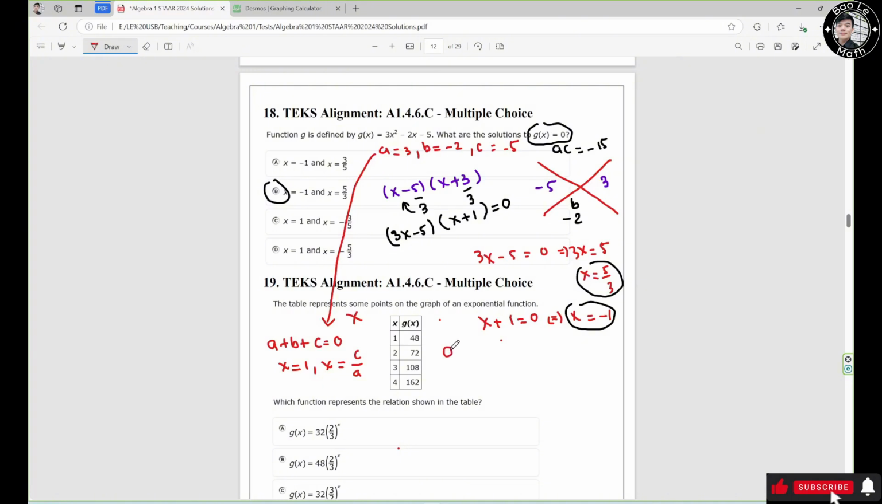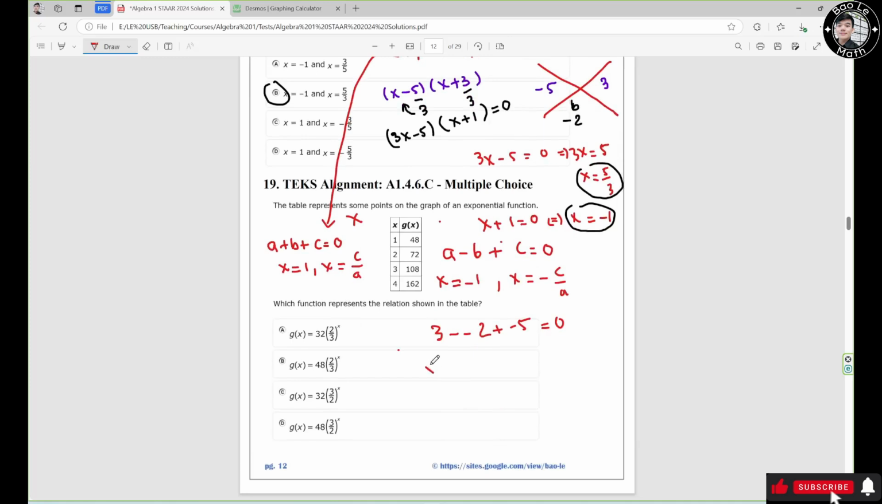Now the second case, a minus b plus c equal to 0. And then the first solution is negative 1. The second solution is negative c over a. Alright, now we check it. a equals 3, b equals negative 2. So 3 minus negative 2 plus negative 5, right? It's going to be 0.